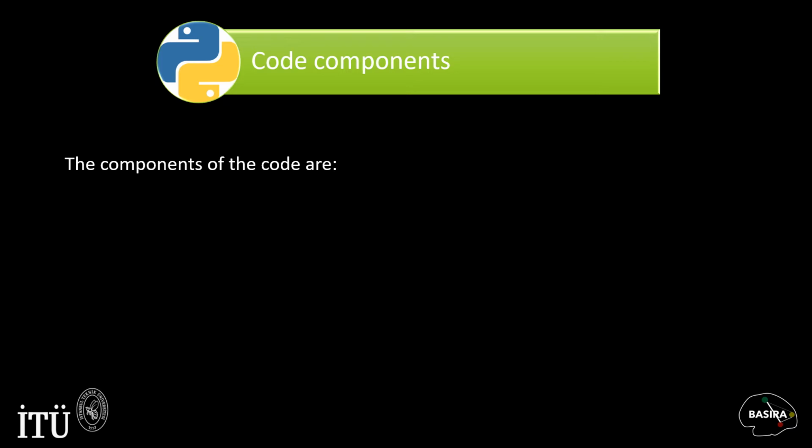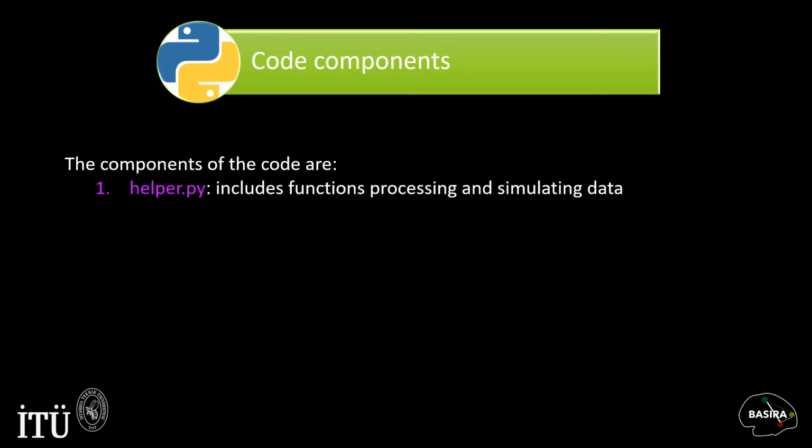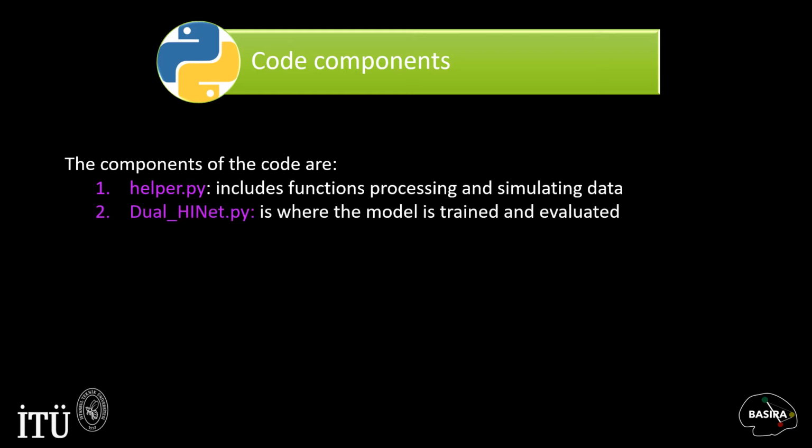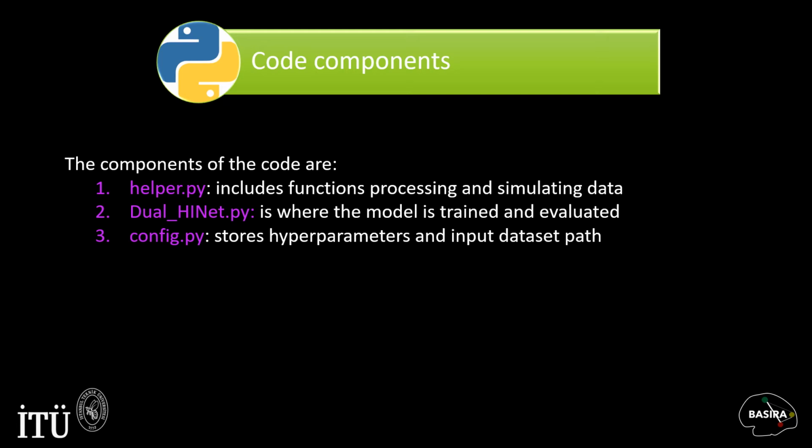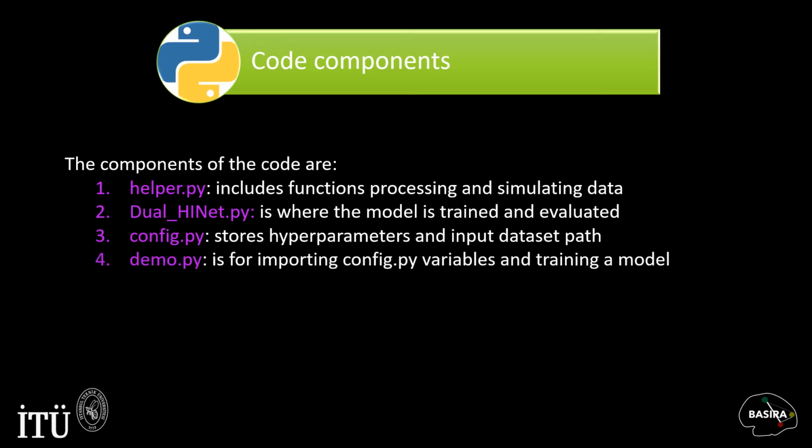The code components are as follows. Helper.py is where functions that process and simulate data exist. Dual-HINet.py is where models are trained and cross-validated. Config.py stores hyperparameters. Simulating data or using an external dataset path is done here as well. You may modify it as you like. Demo.py is for executing the code. GNN.py includes the GNN model classes.